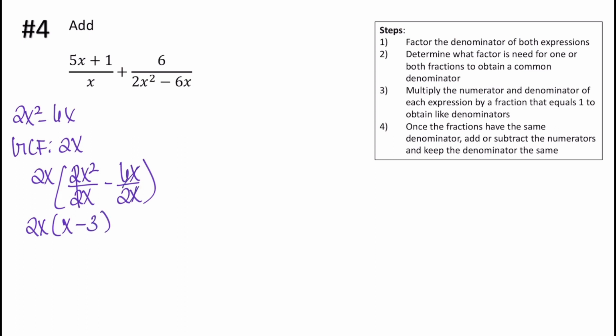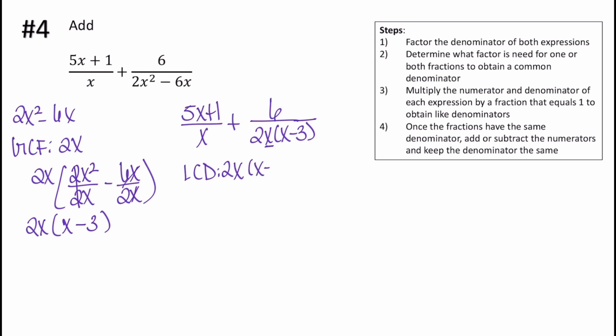So let's go ahead and write these two fractions now with the denominator factored. So we have 5x plus 1 over x plus 6 over 2x times x minus 3. Now let's figure out the least common denominator, right? For the least common denominator, we're going to take a factor from each denominator and not repeat any. So for the first one, I have x. And then I have a 2. I don't need to repeat this x. And then I have x minus 3.